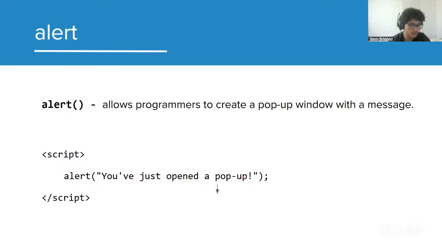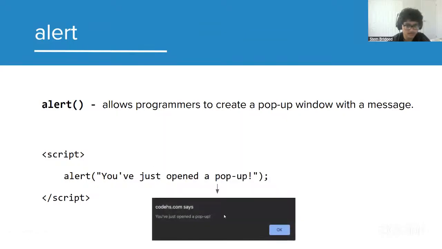This could be useful if you want a quick check to make sure a function or variable is working correctly, because you don't have to go to the console to look at this. It'll just pop up on your screen. This is what it looks like. So it says footage.com or whatever website you're on, and then it just says the message that you put inside of your alert.